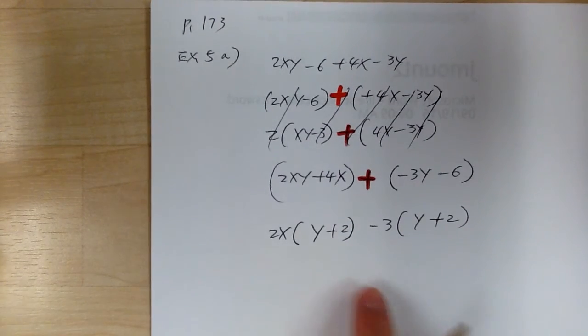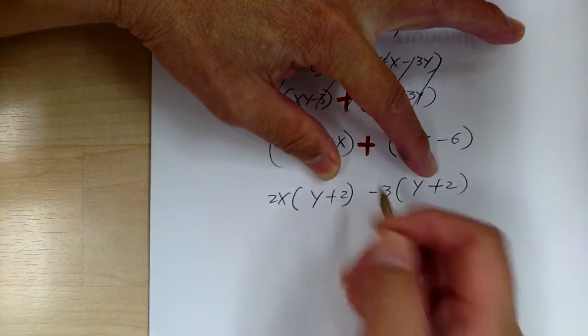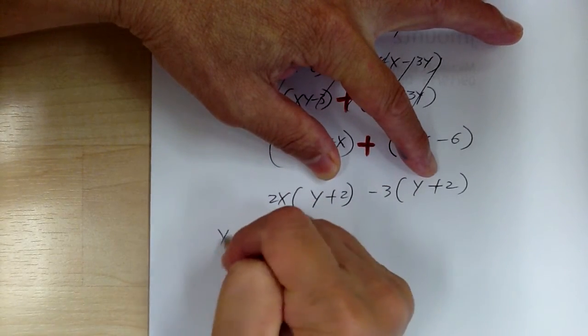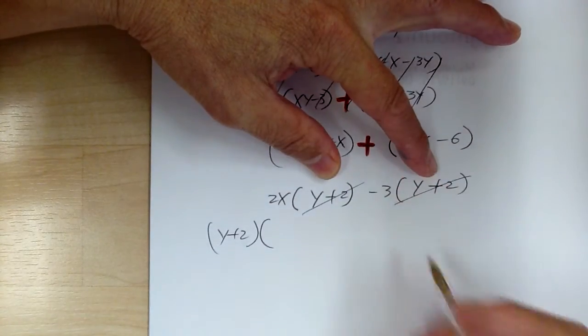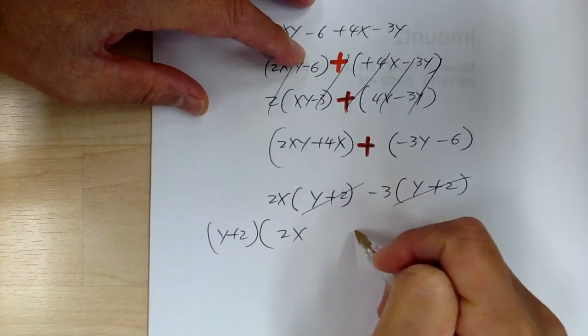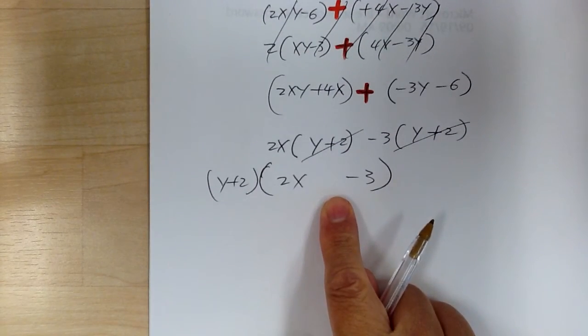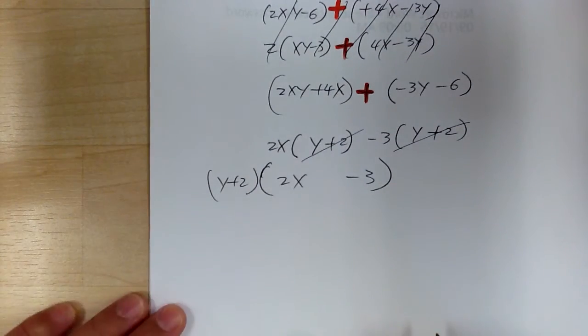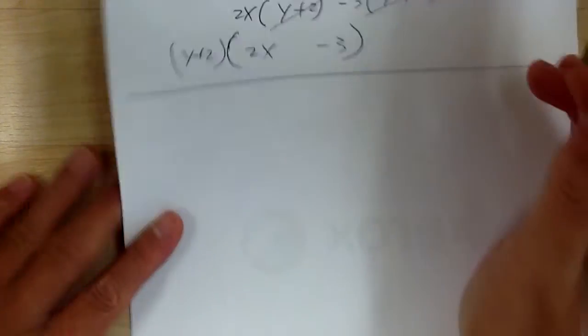So now, notice you have the y plus 2, y plus 2. So now you can go and factor these things out. So factor out the y plus 2. Once you factor it out, it's gone, right? So your leftover would be 2x minus 3. Okay, and so that is your answer. So this is called grouping. Now let's go and do example 5b.